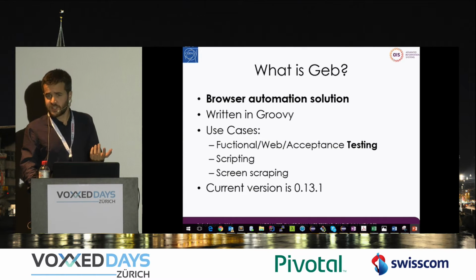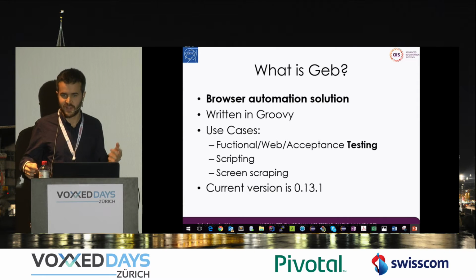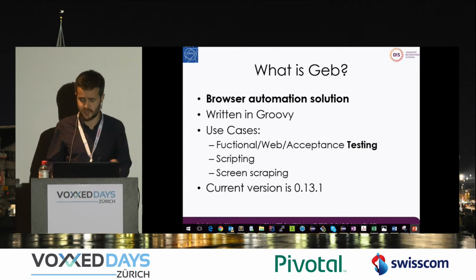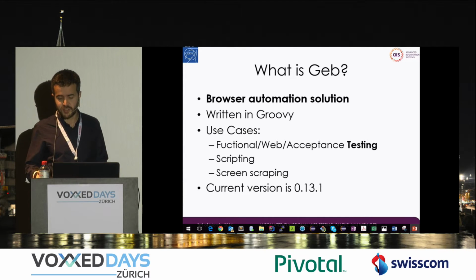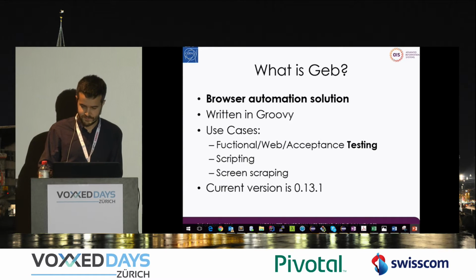And why would you need this? Well, the main reason is for doing functional or web or acceptance or smoke testing. They're pretty much the same in any case. But also for scripting and screen scraping if you want to do it. The library is written in Groovy, a JVM language, and its current version is 0.13.1.